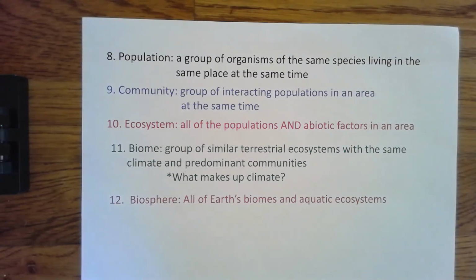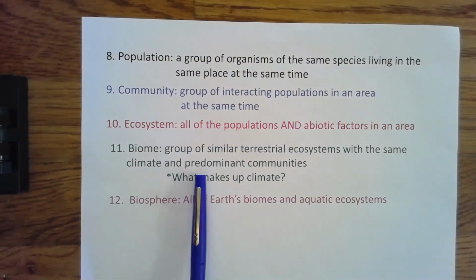So when we talk about weather, we're talking about a day-to-day occurrence. How hot is it? How humid is it? Is it raining? Is it snowing? Whatever it happens to be. Okay, but climate, we look at what's happening over the course of the year as far as temperature and precipitation. And then predominant, that means what are the main communities?